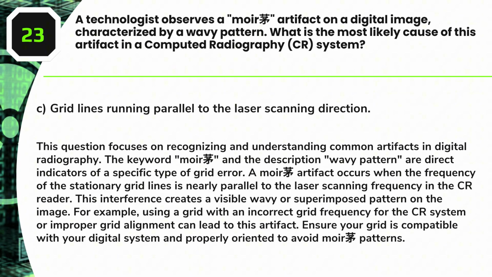This question focuses on recognizing and understanding common artifacts in digital radiography. The keyword Moiré and the description wavy pattern are direct indicators of a specific type of grid error. A Moiré artifact occurs when the frequency of the stationary grid lines is nearly parallel to the laser scanning frequency in the CR reader. This interference creates a visible wavy or superimposed pattern on the image. For example, using a grid with an incorrect grid frequency for the CR system or improper grid alignment can lead to this artifact. Ensure your grid is compatible with your digital system and properly oriented to avoid Moiré patterns.